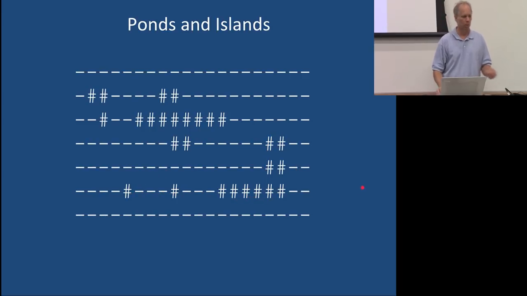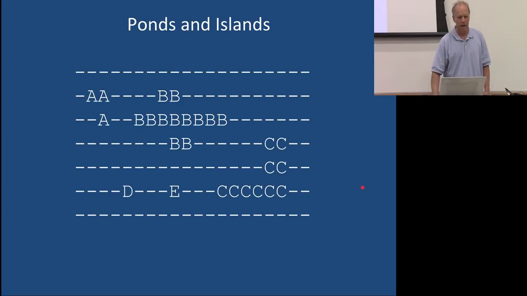So what the program will do is read in this information and write out that. So what it's done is identified the islands with letters. So all the first island it found is labeled with A. All the land is labeled with A. And with B, and with C, and with D, and with E. Okay? That's the kind of output we want to see.